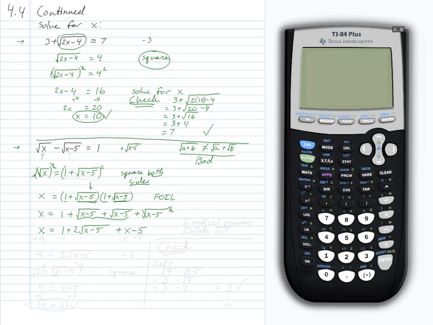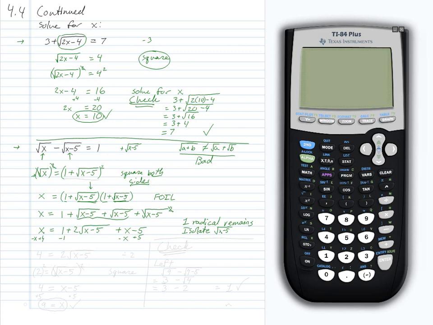Now as soon as we FOIL and simplify, we see that there is one radical left. Which means we can start over and isolate that radical, root x minus 5. So we dealt with the root x. Now we're going to deal with the root x minus 5. So let's see, we can subtract an x over to the other side. We can add 5, and we can subtract 1. So if we're adding 5 and subtracting 1, we're adding 4.